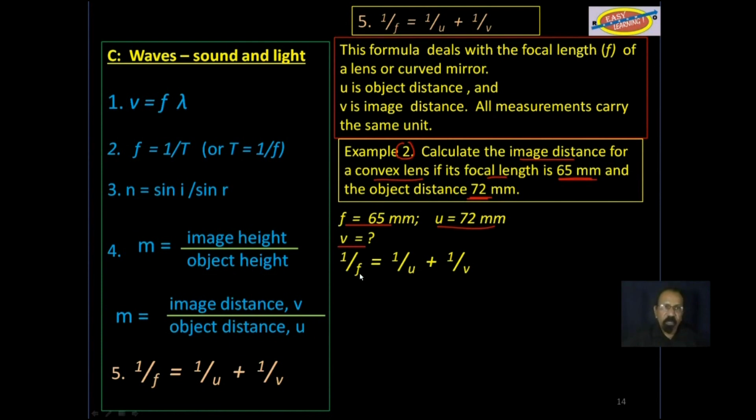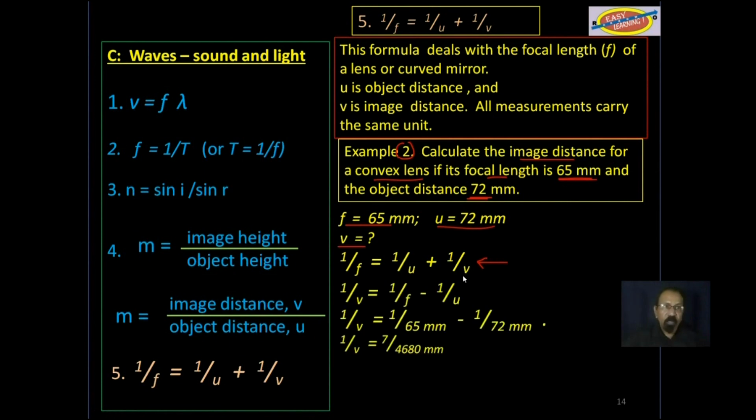We have a formula here that says 1 over f is equal to 1 over u plus 1 over v. If we change this around somewhat, then we get 1 over v is equal to 1 over f minus 1 over u. We substitute the numbers we are given, and we get 1 over v is equal to 7 over 4680 millimeters. Now let's invert both sides of the equation, and we get v is equal to 4680 over 7.